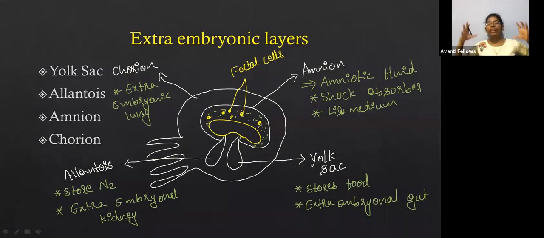This is all about the extra embryonal layers. One is the yolk sac, which is the extra embryonal gut; the allantois, which is the extra embryonal kidney; the amnion, which contains the amniotic fluid; and the chorion, which is the extra embryonal lung. Okay, now we have cleared how the fetus is developing.